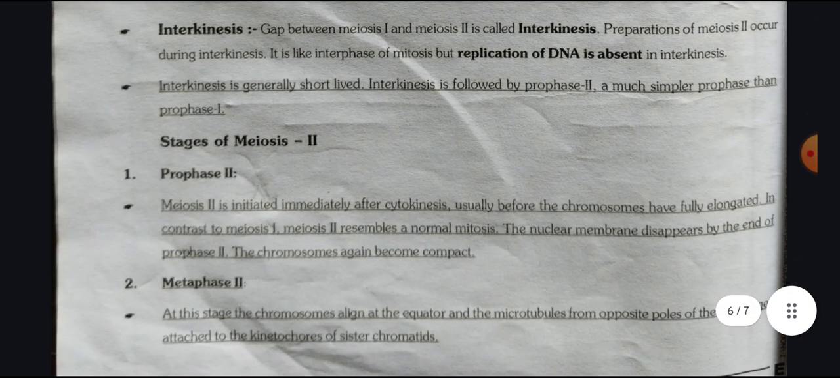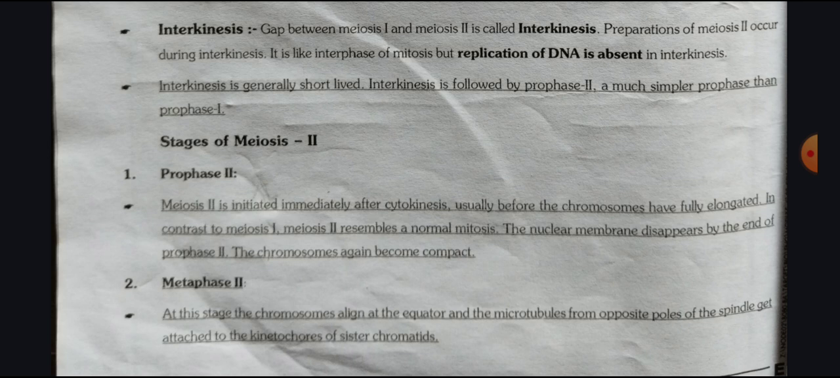Interkinesis. The gap between meiosis one and meiosis two is called interkinesis. Preparation for meiosis two occurs during interkinesis. It is like interphase of mitosis, but replication of DNA is absent in interkinesis. Interkinesis is generally short-lived. It is followed by prophase two, a much simpler prophase than prophase one.